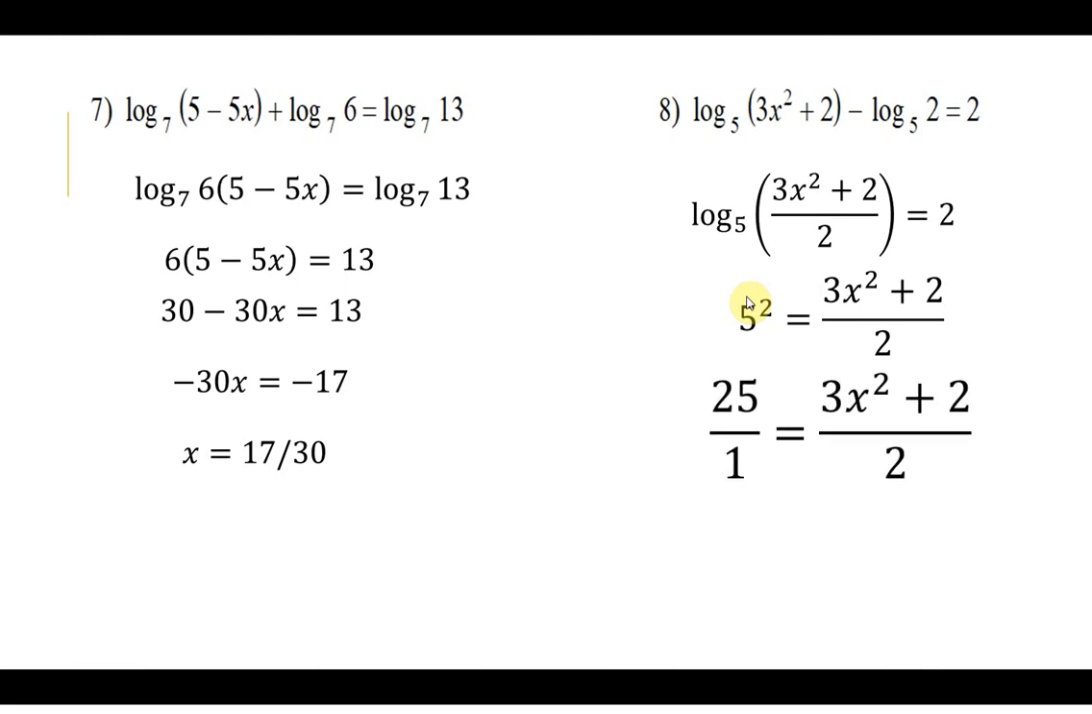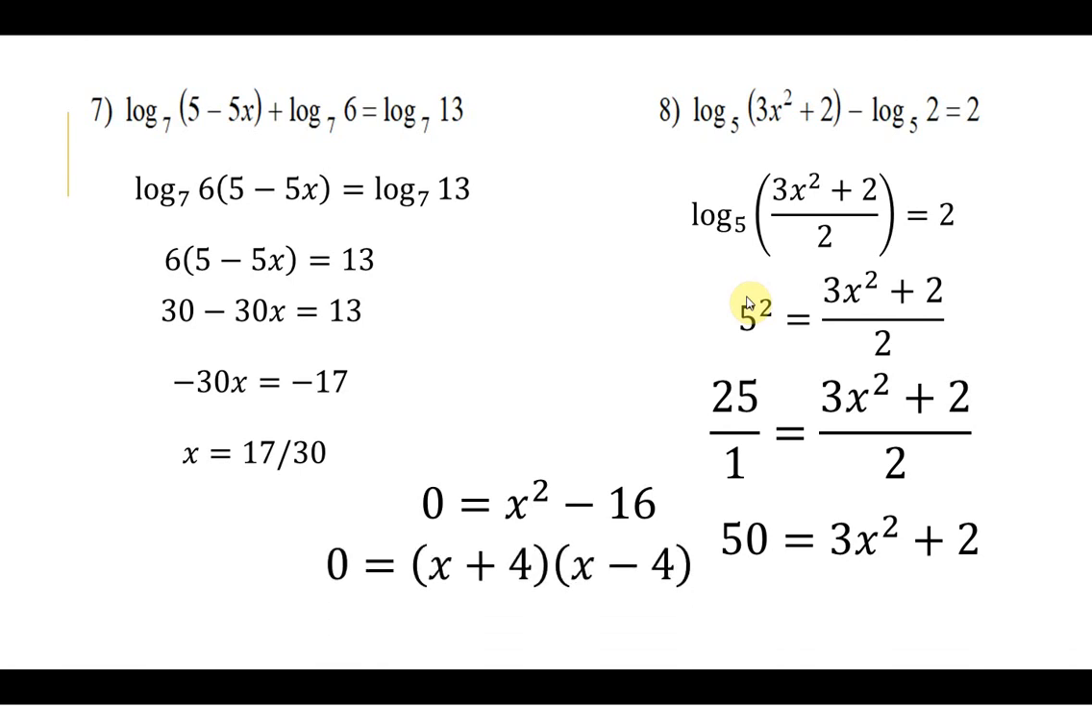So 5 squared is 25. I'm going to cross multiply, which looks like that. And then once I get everything over to one side, difference of perfect squares, people. I think you have a GCF as well, because we divided. So solving it, you get x equals 4 and x equals negative 4, which will work in both of them.